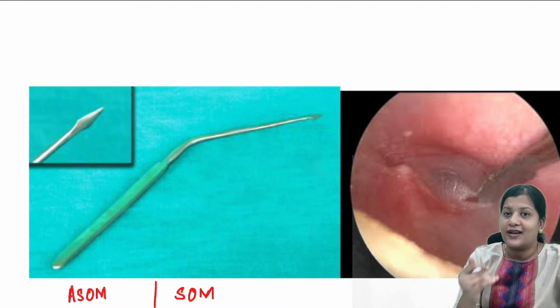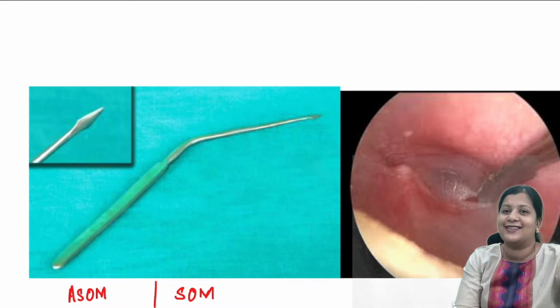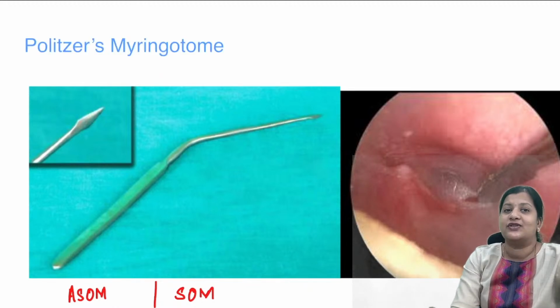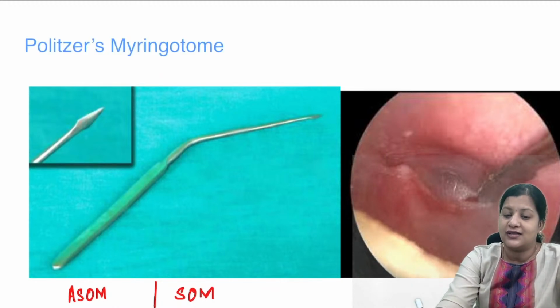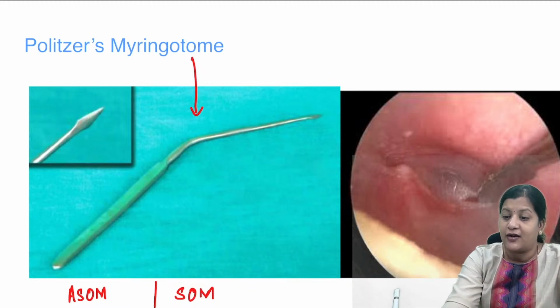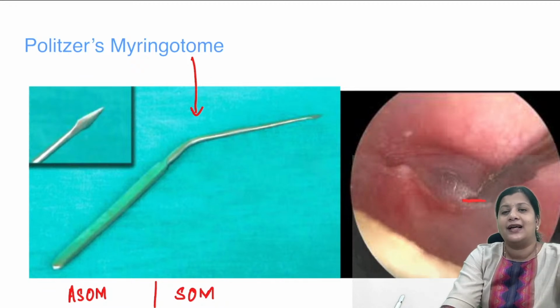But can you tell me what is the name of this instrument? The name of this instrument is Politzer's Myringotome. What you see here, this instrument is called Politzer's Myringotome, and it is used to make an incision or opening in the tympanic membrane, which we call myringotomy.